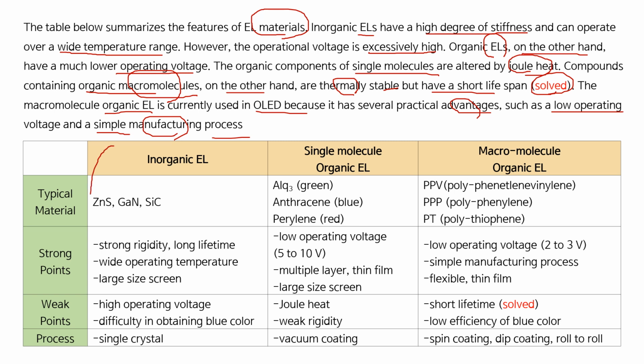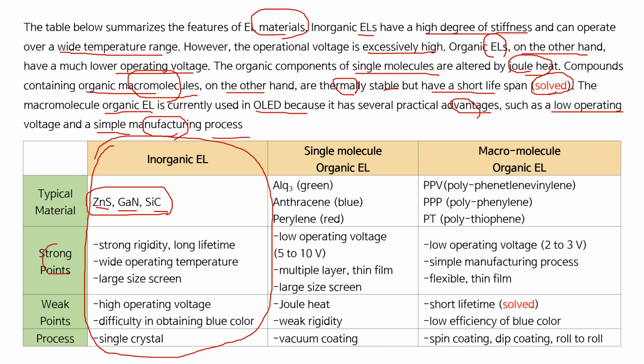So this column shows the organic EL, and the material type is given here, and it has strong points: strong rigidity, long lifetime, wide operating temperature, and large size screen. Weak points are high operating voltage and difficulty in obtaining a blue color, single crystal structure.